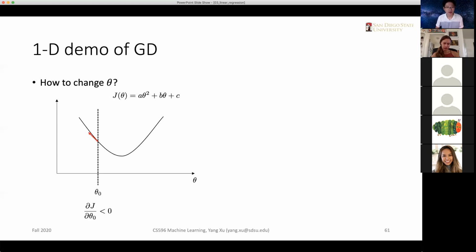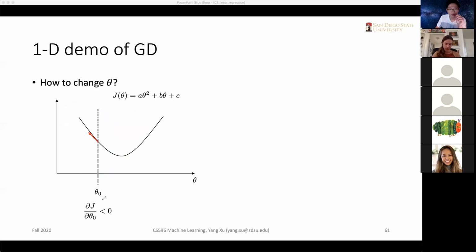And if we compute the gradients, we will find that the gradient is smaller than 0. It's a negative number because it is on the left side, on this side. So the function J decreases with theta. That's why the gradient on this half is negative. And on the right half, the gradient should be positive, right? And right here at this minimum point, the gradient should be 0, right?